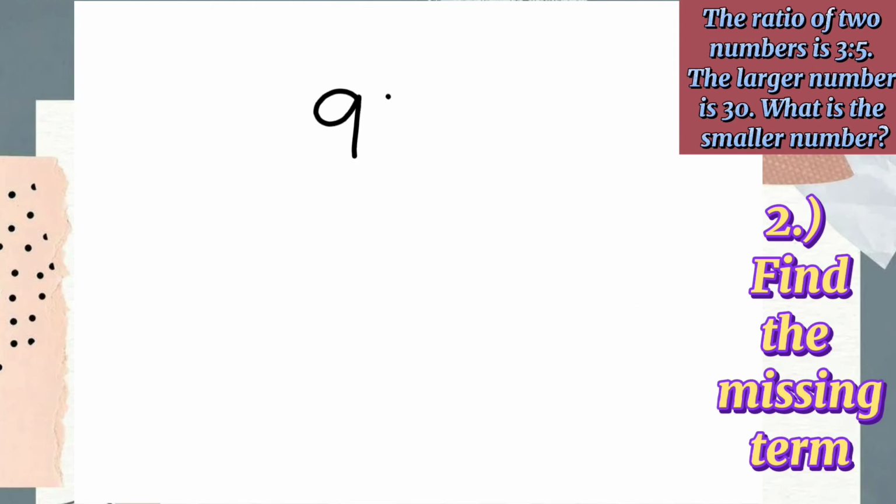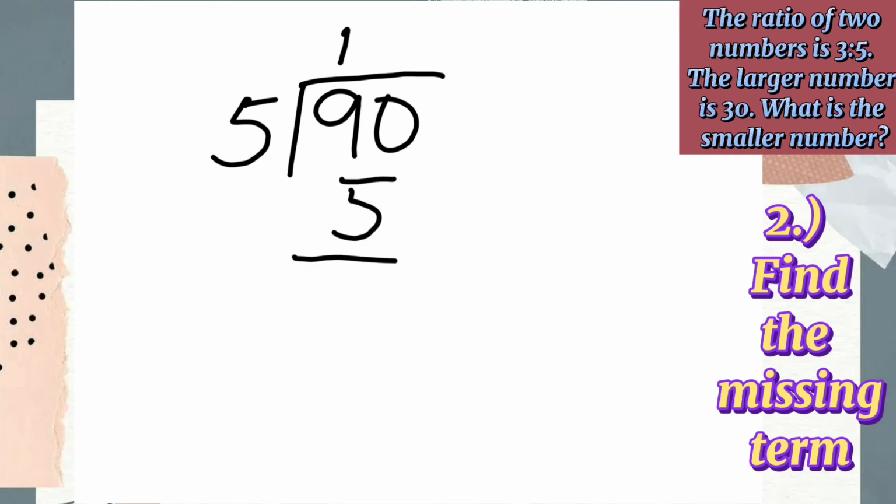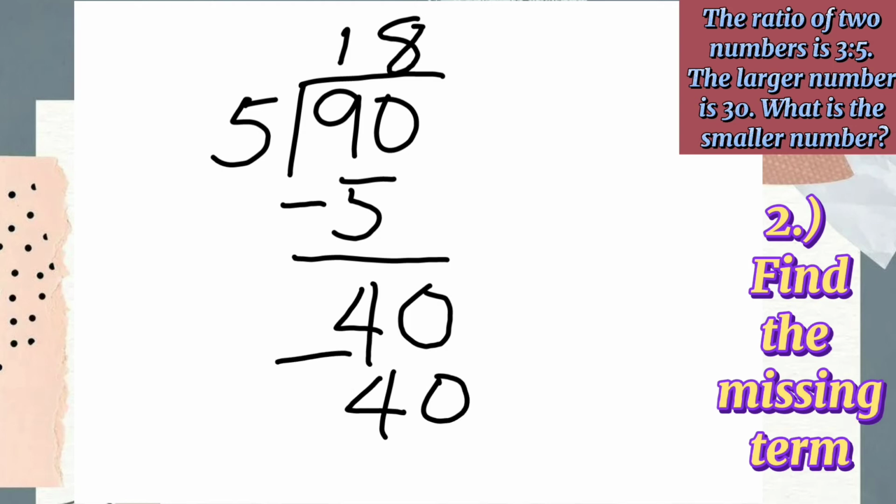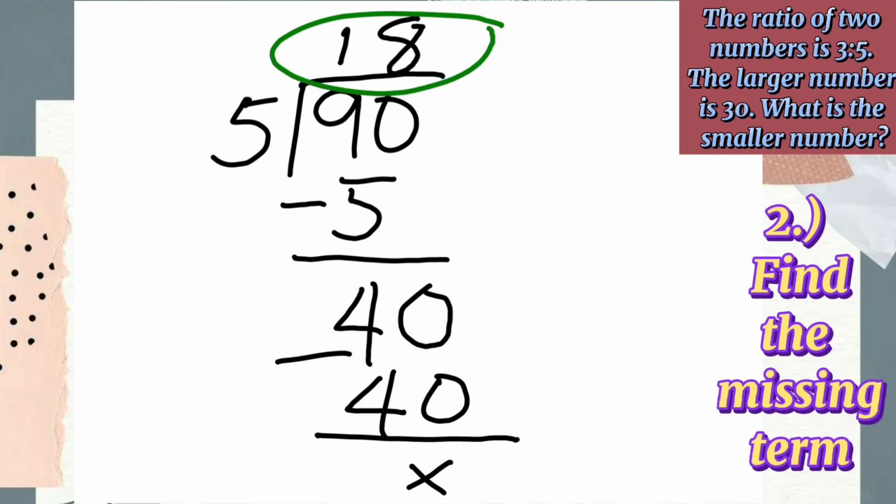So we have 90 divided by 5. Dahil single digit lang yung ating i-divide, so unahin na muna natin si 9. 9 divided by 5 equals 1. 1 times 5 equals 5. And 9 minus 5 equals 4. Bring down 0. 40 divided by 5, that is 8. And 8 times 5 equals 40. 40 minus 40, so wala na yon. So our answer is 18.